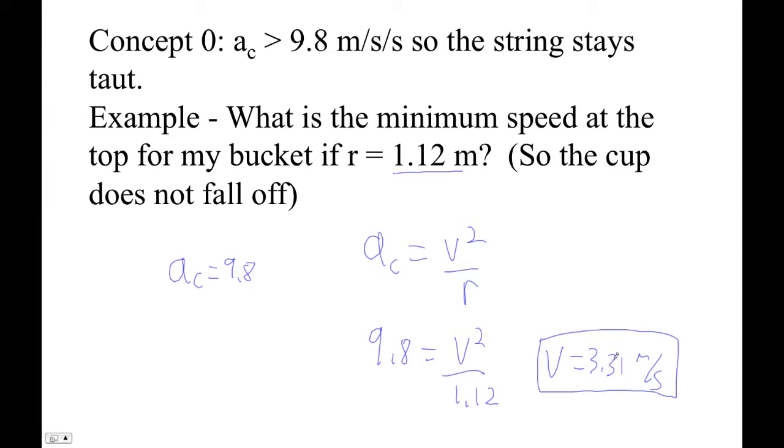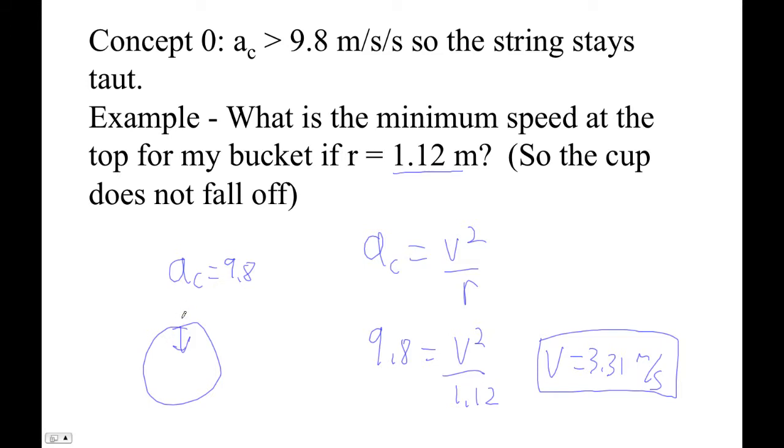If I go faster than 3.31, then at the top I'm actually accelerating that thing down faster than 9.8. And it's just weird, because we're going in a circle. It doesn't seem like it's accelerating down, but it is. So if it's faster than 3.31, I'd actually accelerate that thing down faster than 9.8 at the top, and the water would stay in there.